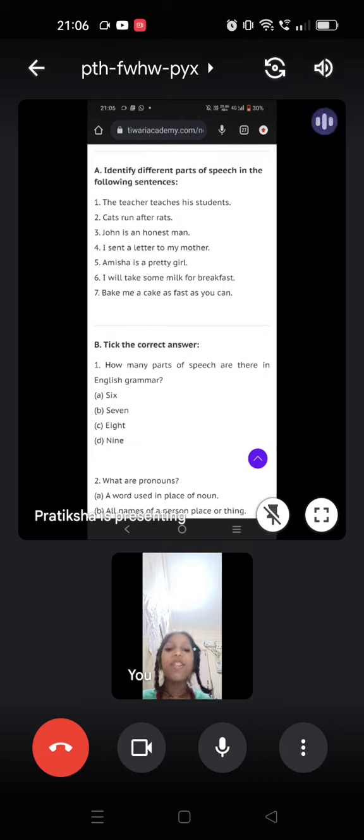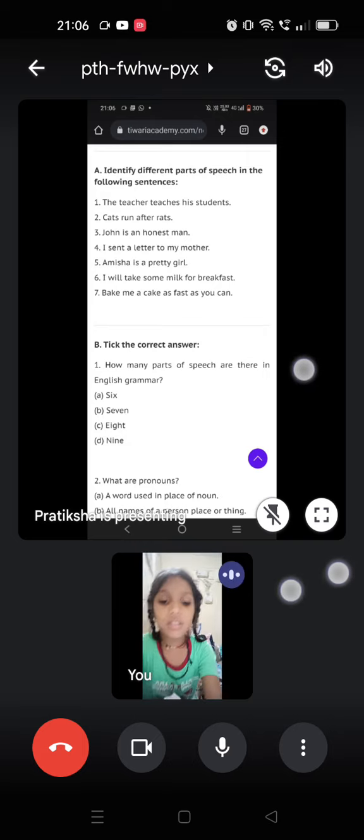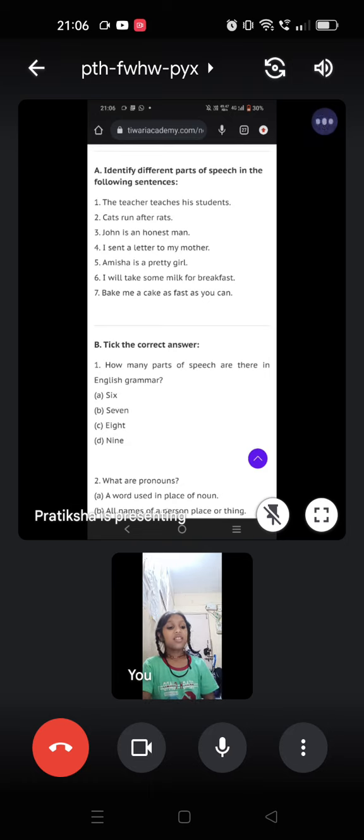Quality of a noun means what? Which part of speech is it? John is an honest man. Honest means it is a quality, right? Tell me fast. We have learned it, right? Look at the definitions and tell me. Adjective, right? Adjective. John, very good. Quality of a noun means adjective. Quality of a verb means adverb.